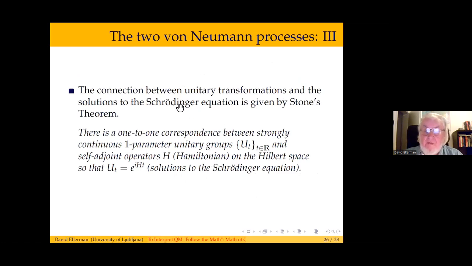Now, let's not forget about the Schrödinger equation. What's the connection? Well, that's Stone's theorem. Stone's theorem says there's a one-to-one correspondence between strongly continuous one-parameter unitary groups and self-adjoint operators on Hilbert spaces, such that the unitary thing is represented by this, and this is the form of the solutions of the Schrödinger equation. So the Schrödinger equation is the right equation to give you these unitary operators, and those are the ones that preserve the distinctions between quantum states. So we've now handled in our partition analysis the two types of von Neumann processes, type 1 and type 2, and shown what's really going on in the Schrödinger equation.